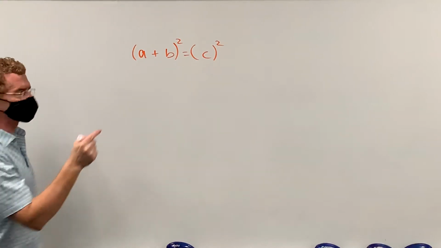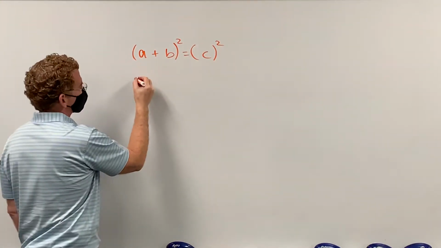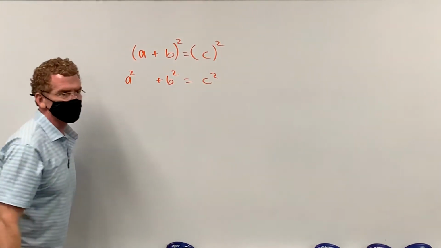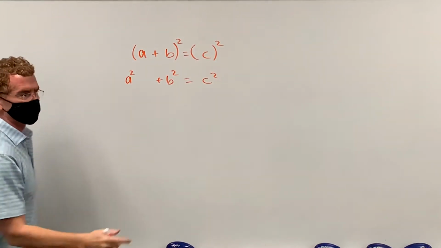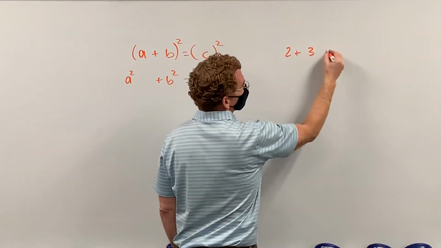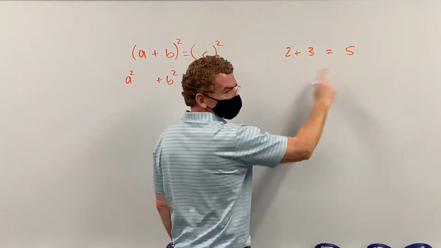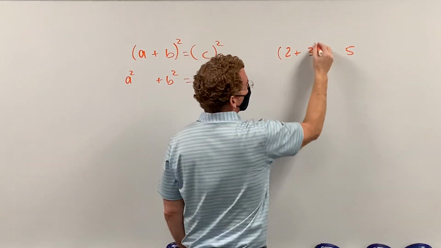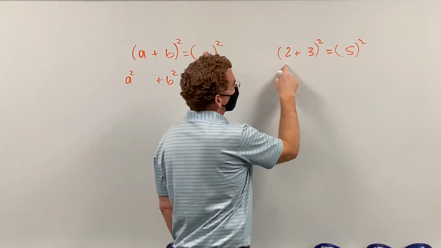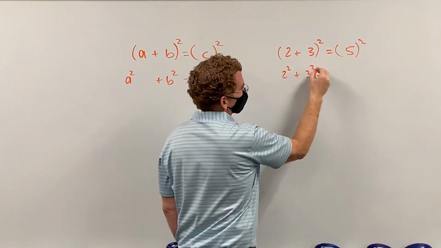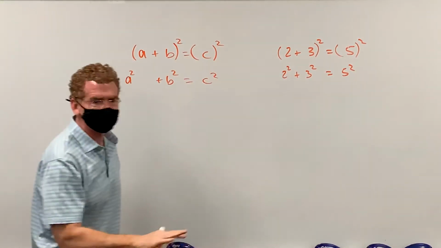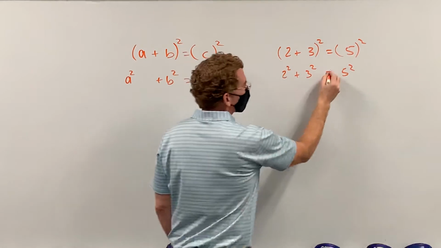The problem is, when I see somebody square, I see this way too much. And that is just simply not true. And if you're ever wondering if it's true or not true, try it. 2 plus 3 is 5. Clearly, right? But if I square both sides, I should get 25 equals 25. I don't get 2 squared plus 3 squared equals 5 squared. That would be 13 equals 25. We know that that's not true, right? So don't make that mistake.